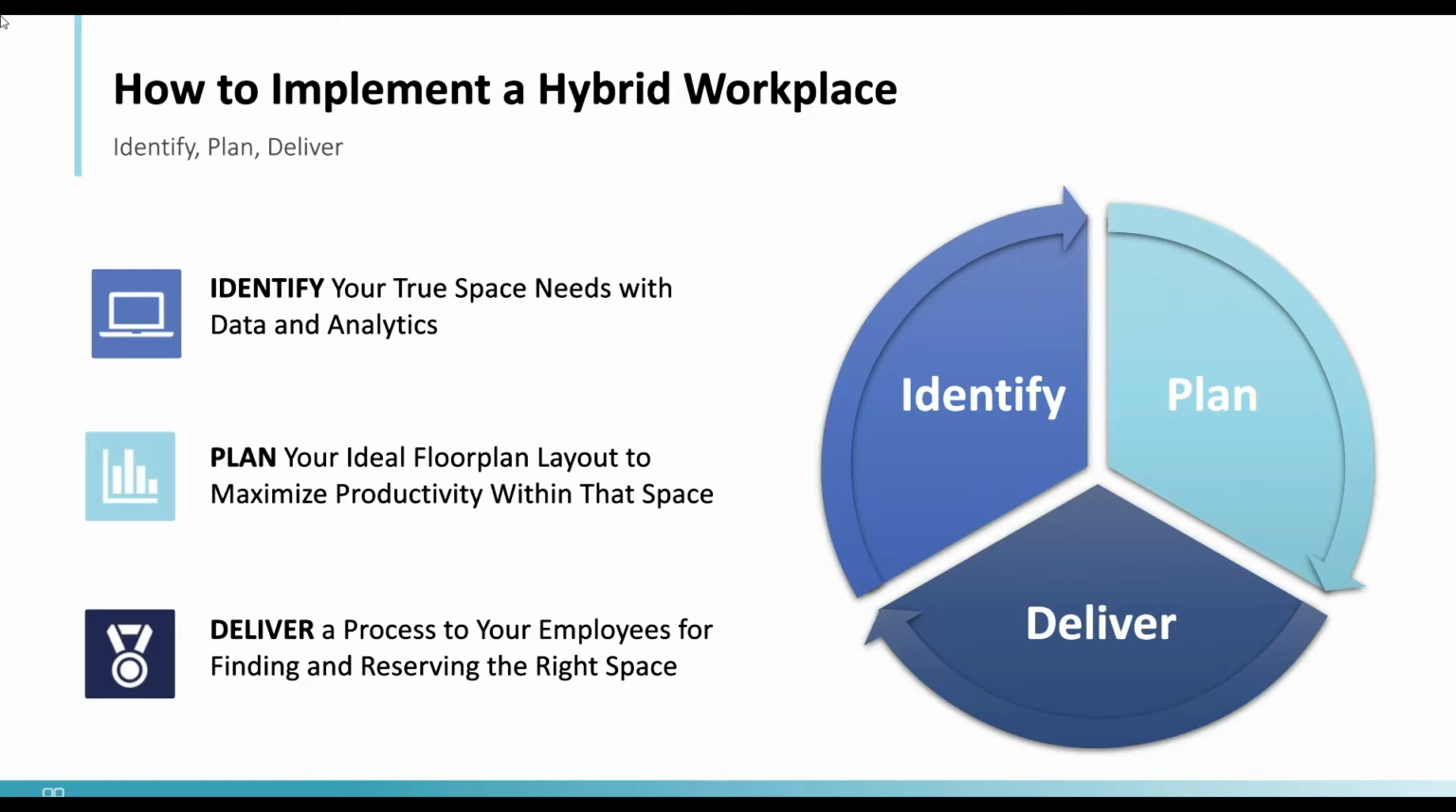And so once you've identified what it is you're trying to accomplish, then you start to look at how we plan that for our organization. What do our buildings look like? What do our floor plans look like? What types of spaces do we have? How many assignable spaces do we have? How many unassigned or reservable spaces? How many conference rooms? And starting to plan out what that's going to look like.